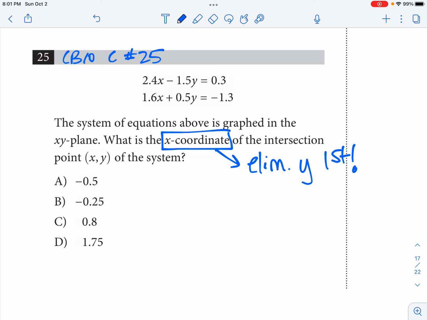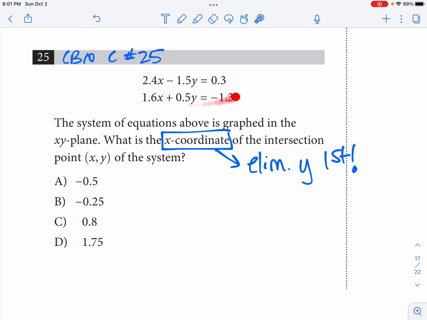College Board 10, this is calculator question number 25. It's a classic system of equations problem where it's set up to do either substitution or elimination pretty quickly. And this question, of course, asks for just the x coordinate. So a pro tip for you, a time-saving tip. The first thing you want to do is eliminate y.